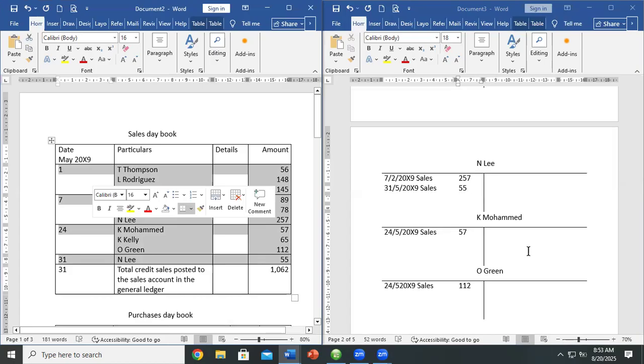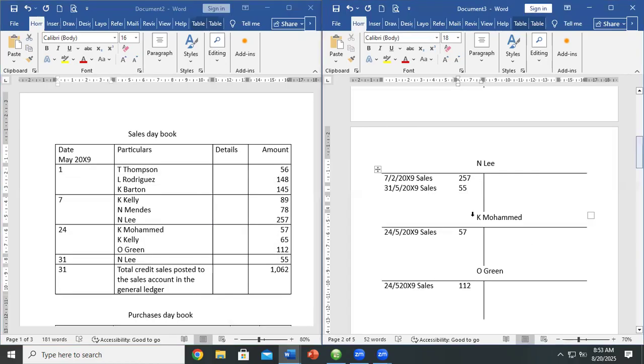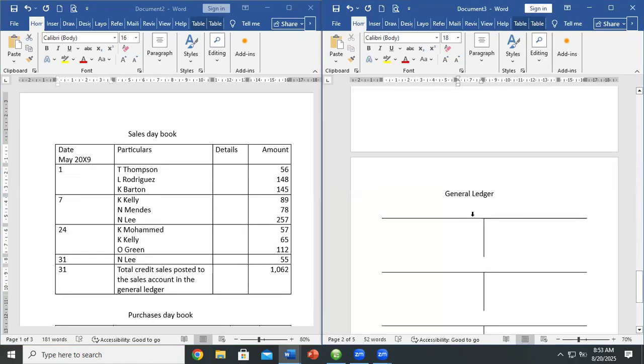So what you have to do is, again, in your exercise book, write a heading, general ledger, like this, and open an account for sales. So you open the sales account. That's all. Then you post this total there. Now, are you supposed to debit or credit? The answer is you credit, because when you sell goods, you credit your sales account.